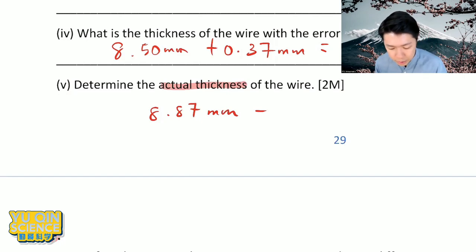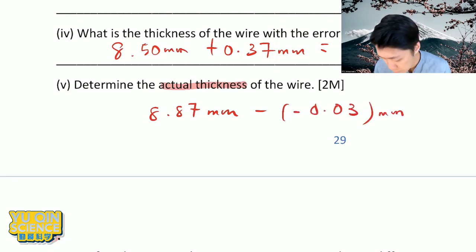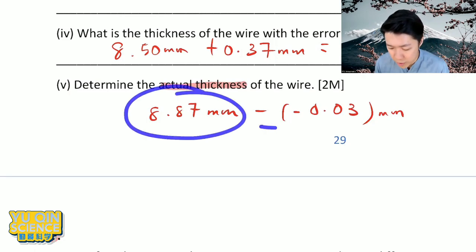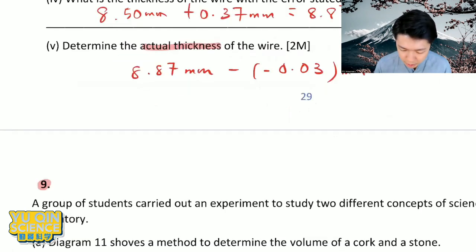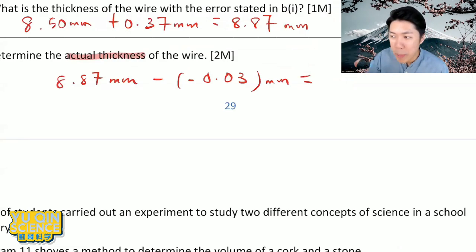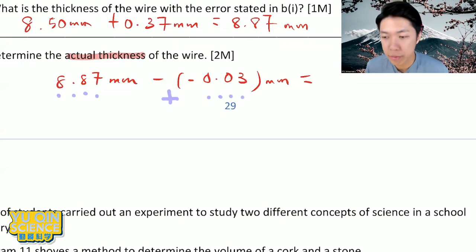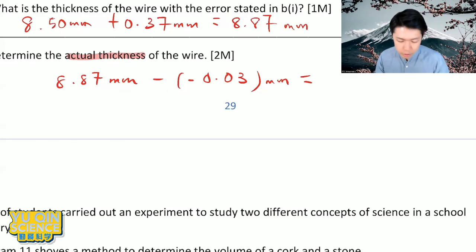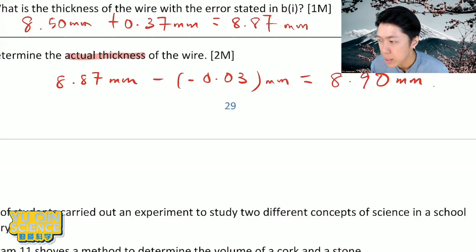Okay, we need to minus off zero error, which is what we have just now, negative 0.03 mm. So this is the measurement minus of zero error. Okay, very simple maths, right? Minus and minus equals to plus, right? You add up. So now become 8.87 plus 0.03, like straightforward. 8.87 plus 0.03, so that will be 8.90. Is everyone all right?